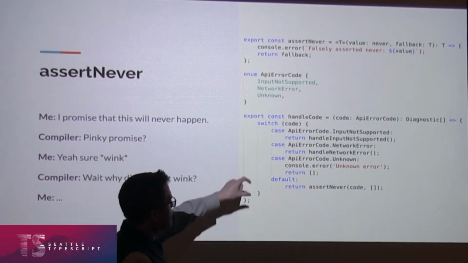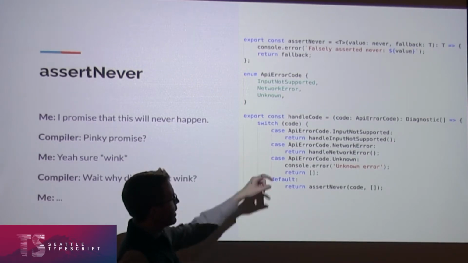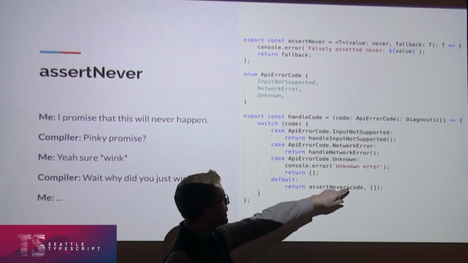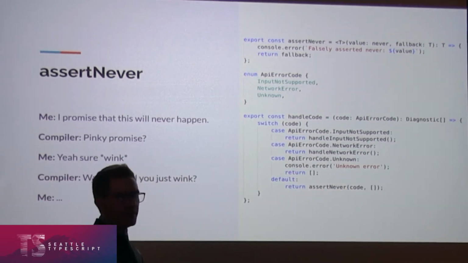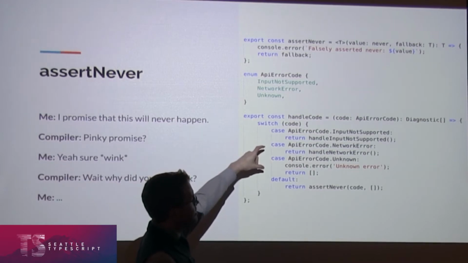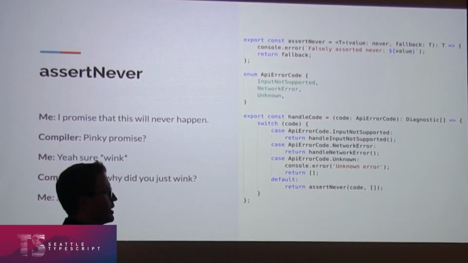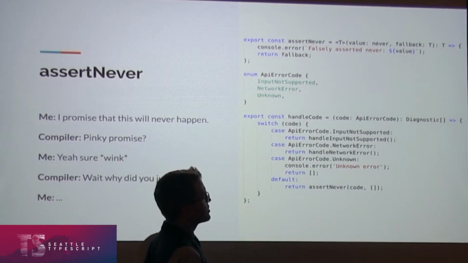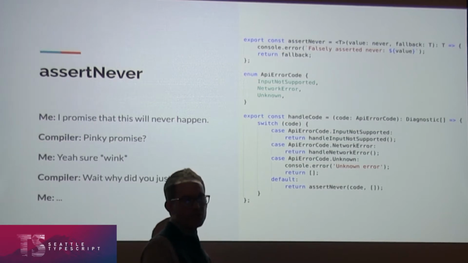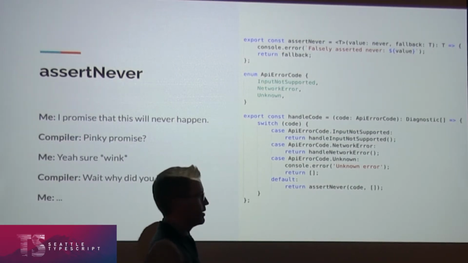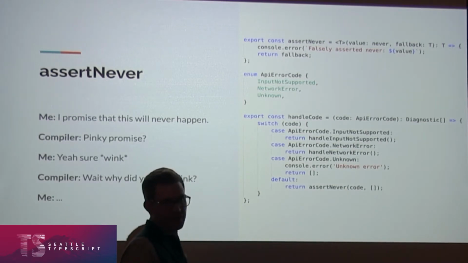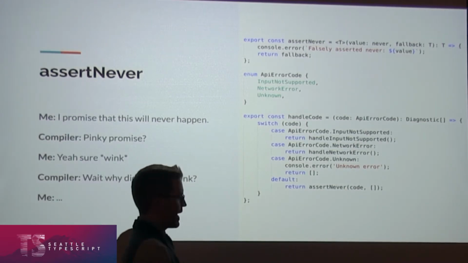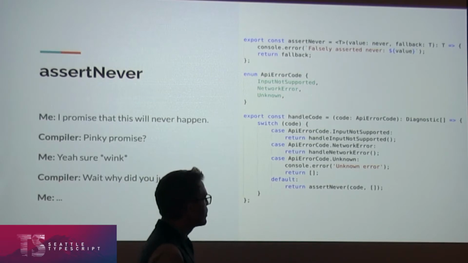If, for example, we were to take out this case, then at this point, code would actually be API error code.unknown. If we were to take out these 2 cases, then code would be API error code.network error or API error code.unknown. So basically, this pattern arises generally when you have a union that you need to subtract the cases down on until you have none left. And at that point, you want to, at compile time, prove that there are no more cases. So you call assert never on it.